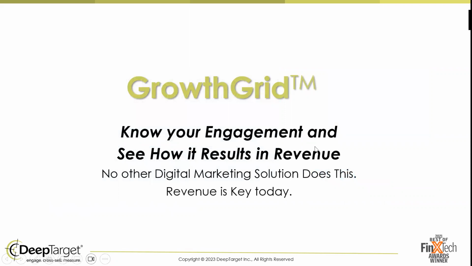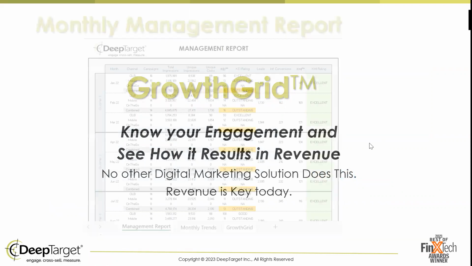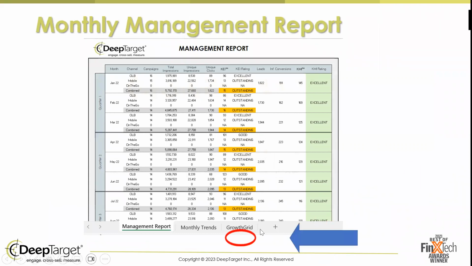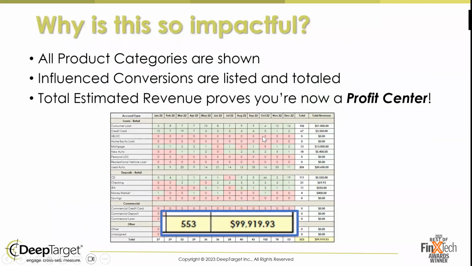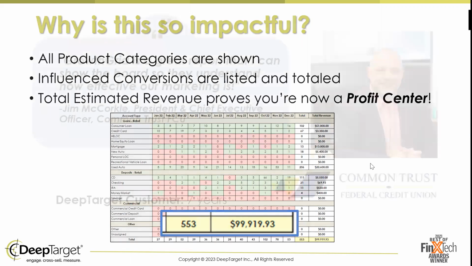Don't forget about it. Know your engagement, see how it results in revenue. You're going to get a new tab. If you haven't seen it, look at it on your management report. And it's going to show you something similar to this. Green means that these are new accounts opened related to the campaigns running. We're going to total it across the bottom here and show you the number of accounts open either across a year or the last 6 months or so far this year, and the total estimated revenue for the first month of interest income only. So don't forget that.